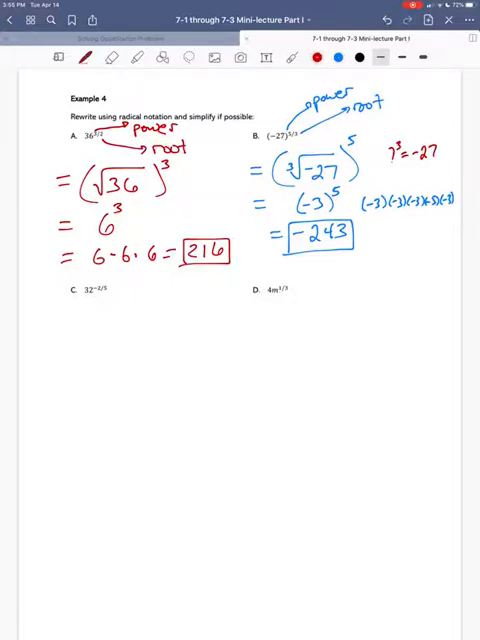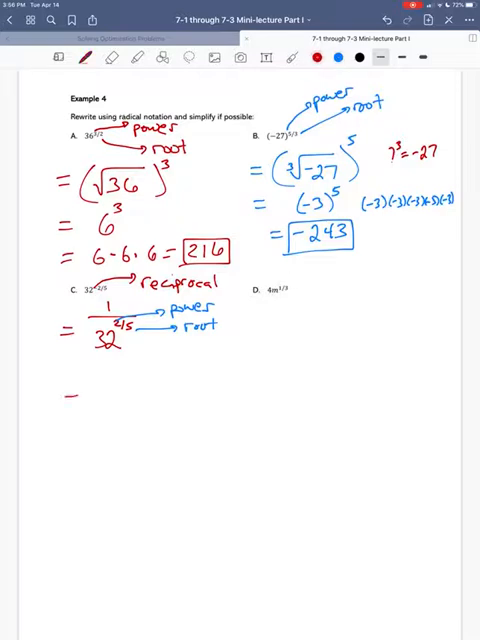Part C with 32 to the negative 2/5. First of all, the fact that that's a negative power means that I'm going to take a reciprocal. So that's going to be 1 over 32 to the 2/5. The 2 is my power. The 5 is my root.